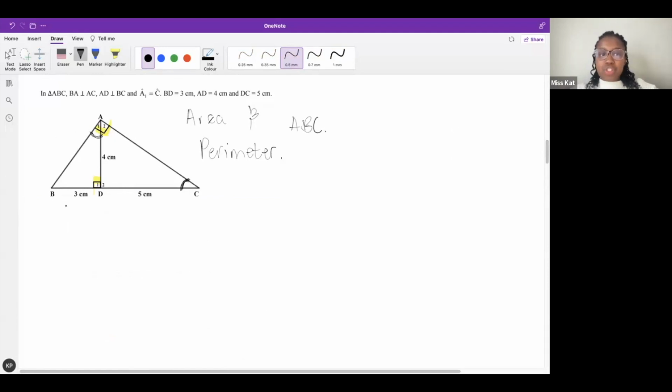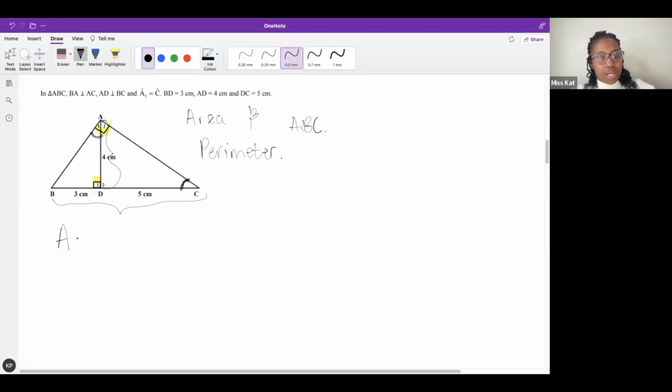Let's start with area. Do we have enough information to get the area of triangle ABC? What do we need to get the area of triangle ABC? Yes, we do, Zianda. Which dimensions do we need for triangle ABC in order to figure out the area? Which sides? There we go. Half base times height. So we need the base, which is BC, is all of this, and our perpendicular height, which is AD.